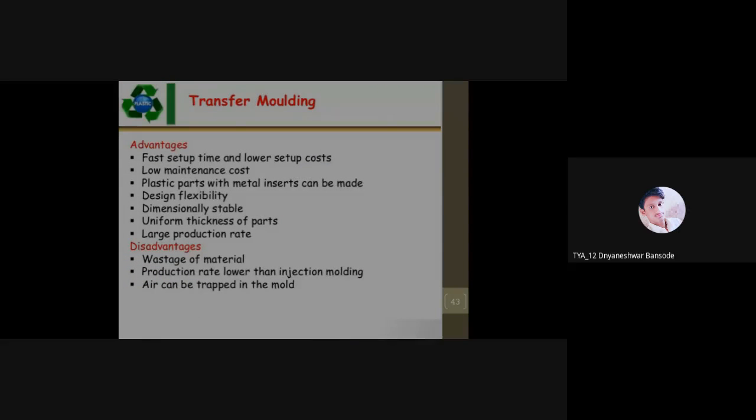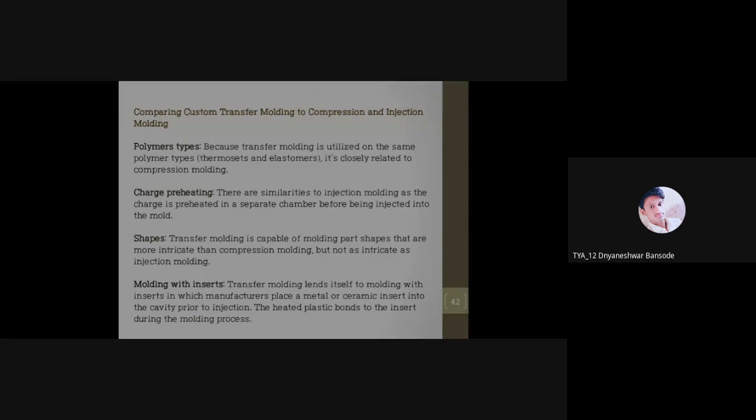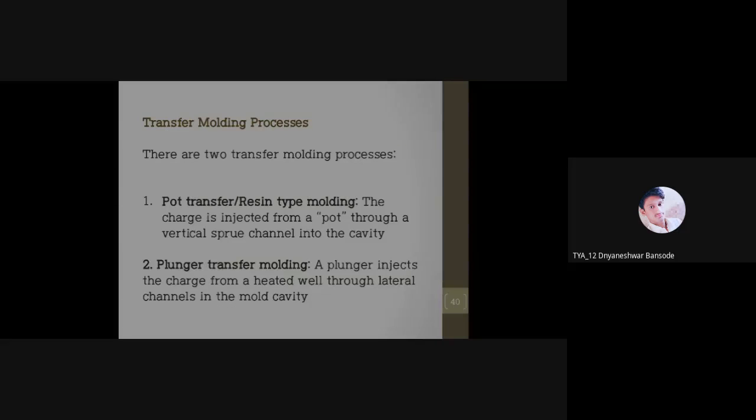Advantages: fast setup, flexibility, intricate shapes, larger production rate. But disadvantage will be wastage of material. Okay, two types are there: pot transfer or resin type molding and plunger transfer molding.